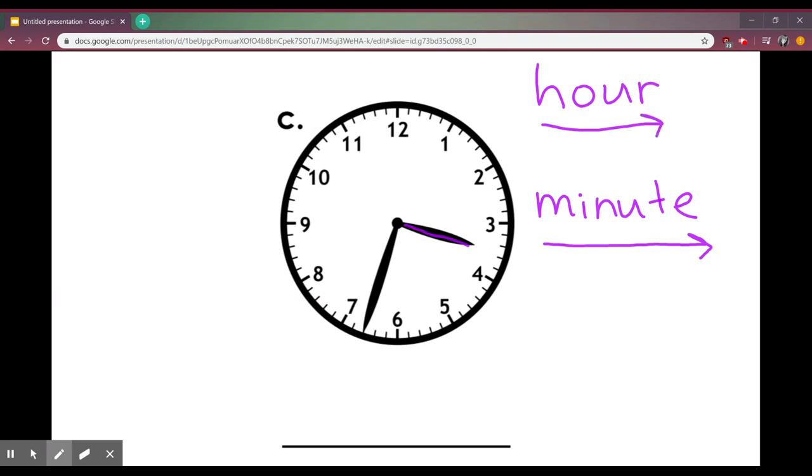To figure out what the hour hand is pointing to, you have to look at the two numbers that it's in between. So in this case, it's in between 3 and 4. And when we are figuring out the hour hand time, you always go to the lower one right here. So this means that the hour is 3.